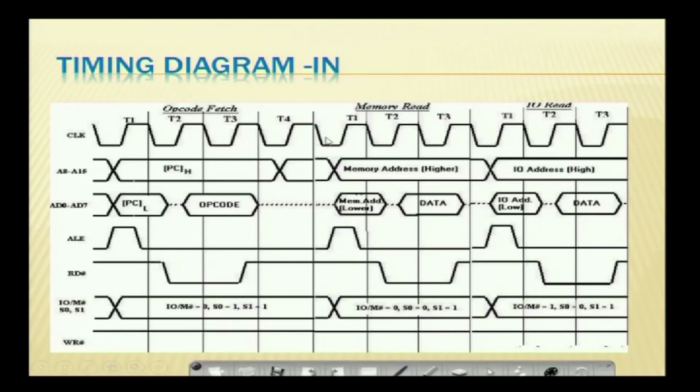For the IN instruction, we need 3 machine cycles, which are M1, M2, M3. M1 is opcode fetch, M2 is a memory read, M3 is IO read. M1 has 4 T states, T1, T2, T3 and T4. M2 and M3 have only 3 T states. So, first we have to draw the timing diagram for that number of T states, then we have to specify the address where to write or where to read the data.